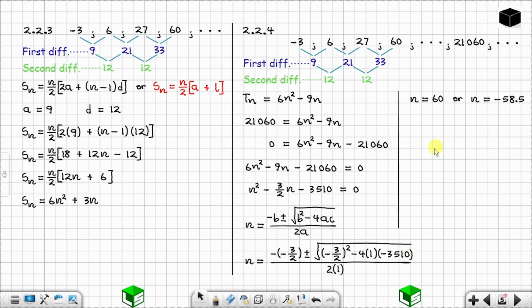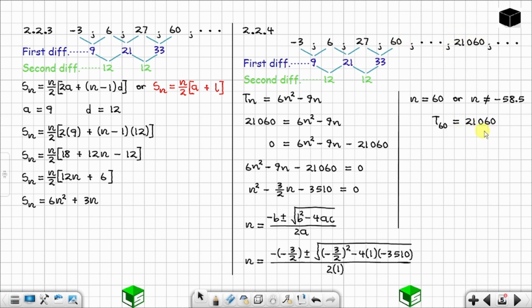Now you can see n, which is the position of this term, cannot be negative. You have negative 58.5, so let's reject this. n is not equal to this. So n is only equal to 60. So you understand that T60 is equal to this because you have n equal to 60. Because this is T1, T2, T3, T4, and T60 is equal to this.